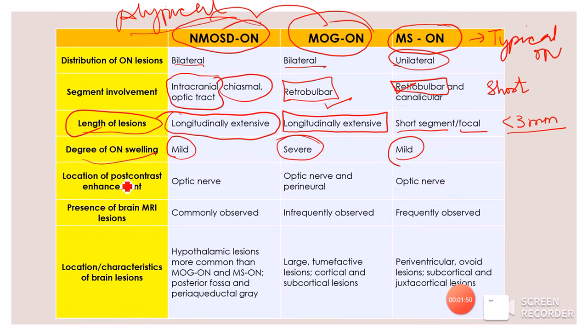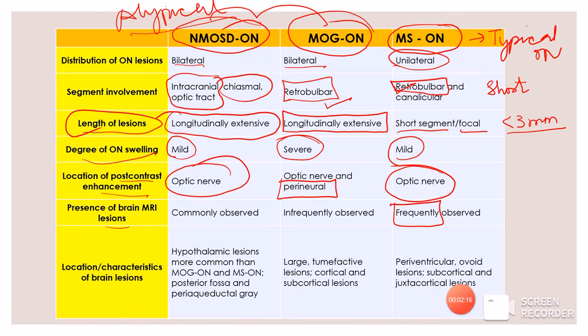Now, what is the location of post-contrast enhancement? The optic nerve enhancement will be there in NMOSD. Similarly, in MS or multiple sclerosis also, it will be optic nerve parenchymal enhancement. However, what is specific here with respect to the MOG is that we see perineuritis or perineural enhancement. Now, in which type do we have the MRI lesions? In multiple sclerosis, definitely we know that it is very common to have periventricular, infratentorial, juxtacortical or cortical and spinal cord hyperintense lesions. However, in MOG and NMOSD, it is not very common.